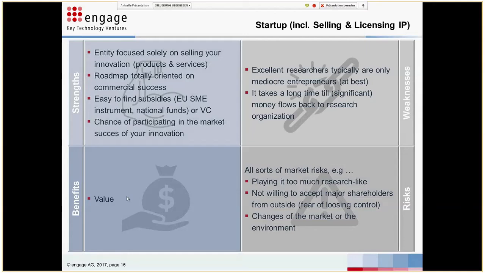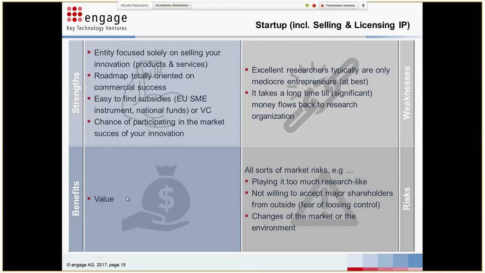Of course, the risks are very significant. Of course, there are all sorts of market risks. The market might change, the environment might change, the legal environment might change, political changes might influence the market for your product. There's a large number of risks, each and every one of which could kill your company easily. But there are 2 risks I see quite often which are research typical. First risk is you run your company like a research organization. A company is not a research organization, and you should run it accordingly.